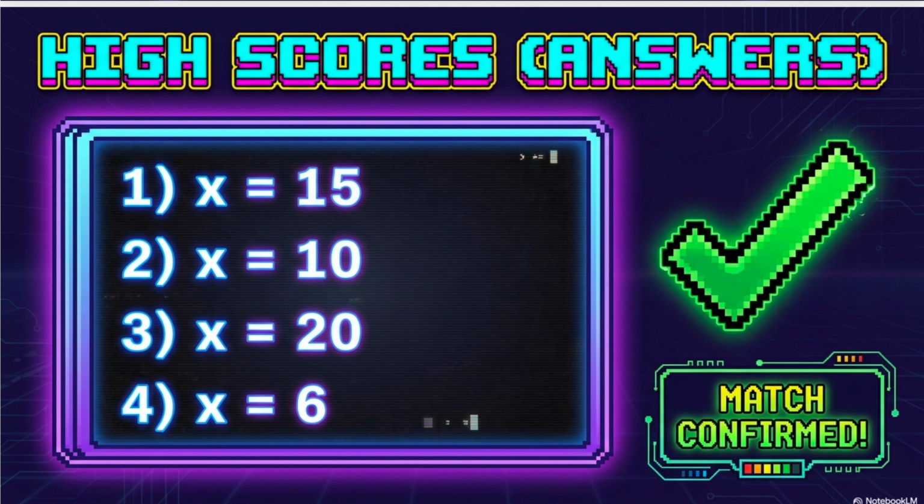Let's check the answers. For the first equation, x equals 15. For the second, x equals 10. For the third, x equals 20. And for the fourth, x equals 6. If one of yours was wrong, go back and check whether you multiplied every term correctly and whether you kept the signs right.